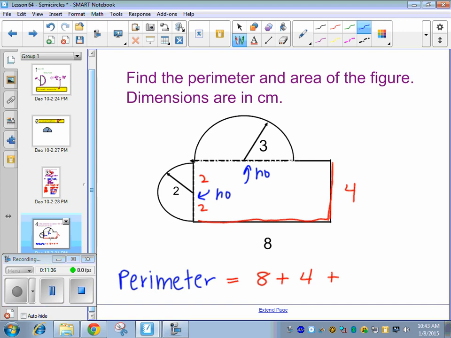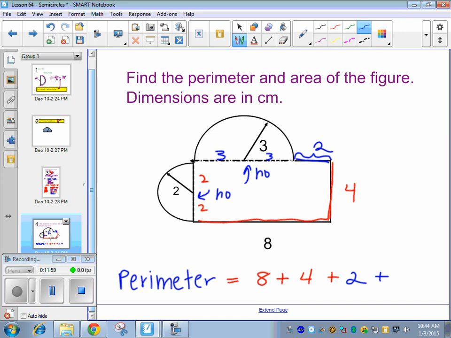Okay, now this is kind of a tough piece right here. How can I find this distance here? Isaac? The radius of the bigger circle is 3, so we double it to get 6 and subtract from 8. Very good. So this is 6. So I have 8 here, minus 6. So this has to be 2.